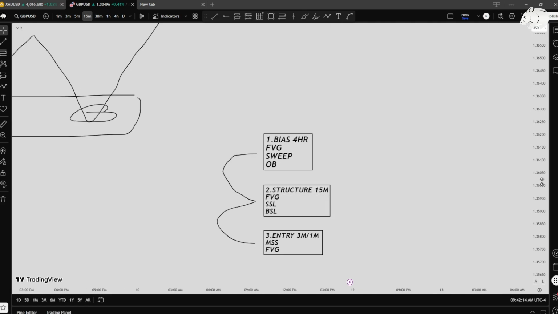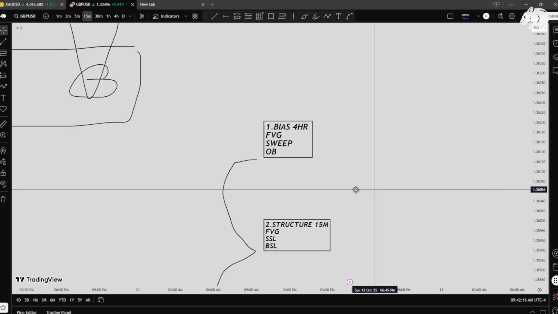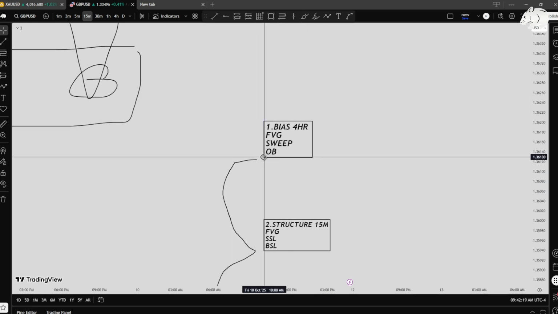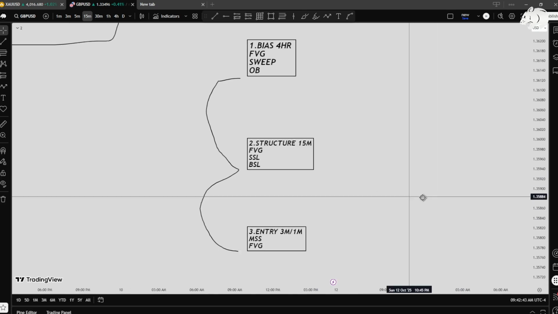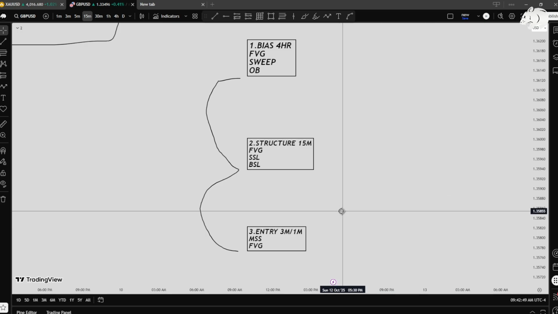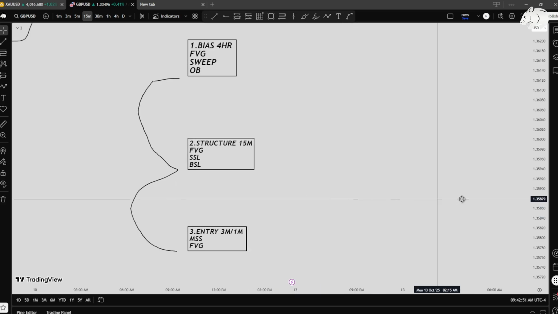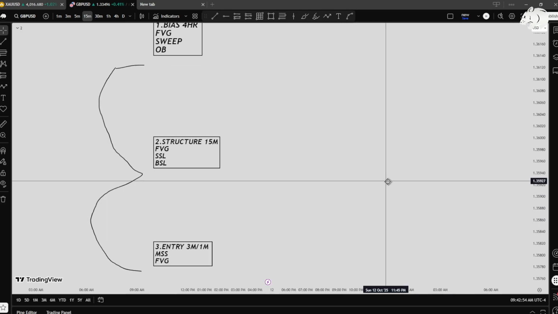First of all, in 4 hour, we need to watch for the fair value gap or the sweep or order block or anything like CRT, any type of bias you use. It's normal, we just need to find the bias. After we find the bias, we change our time frame to the middle structural time frame, where we need to watch for the structure of the market. For the structure, I use 15 minutes. In the structure, we need to watch for fair value gaps, sell side liquidity, buy side liquidity, order blocks, anything for rejection or for entry.